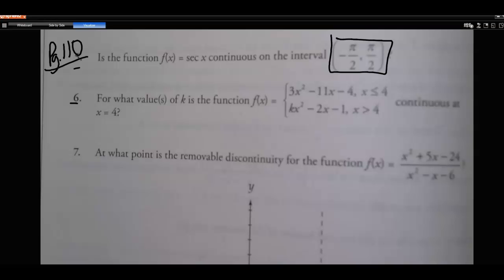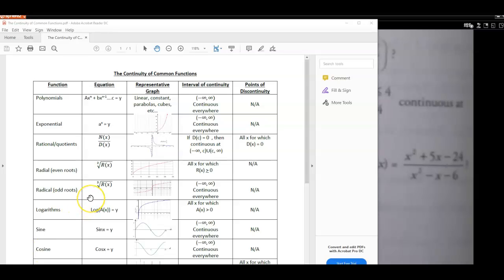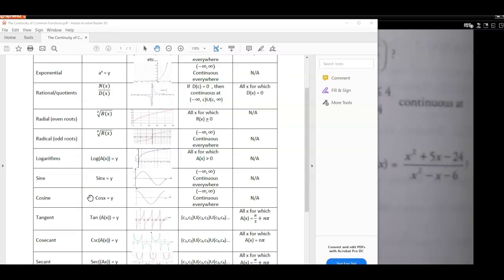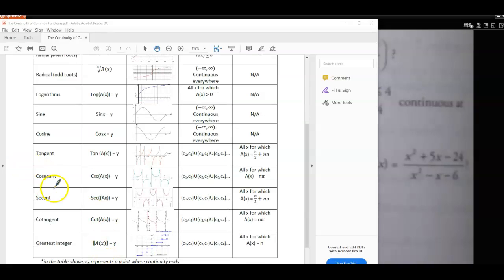A little while ago I gave you guys a handout called the continuity of common functions. And it looks like this. And so if I want to know where this function is continuous and where it's not continuous, I'm going to go down, I'm going to find where secant is. Secant's right here. And there are discontinuities anywhere where the inside of your secant function, a of x, is equal to pi over 2 plus any multiple of pi added to it after that.